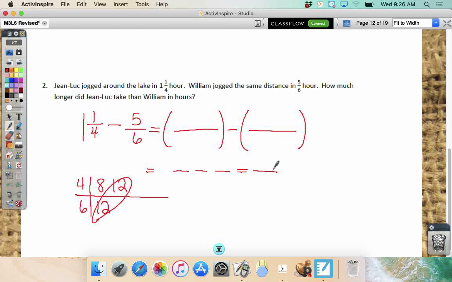Okay. So that gives me, oh, what did I forget? See which one's bigger. Is 1/4 bigger than 5/6? No. So I got to do this. So it's going to be 1 times 4, 4, plus 1, so 5/4 minus 5/6.